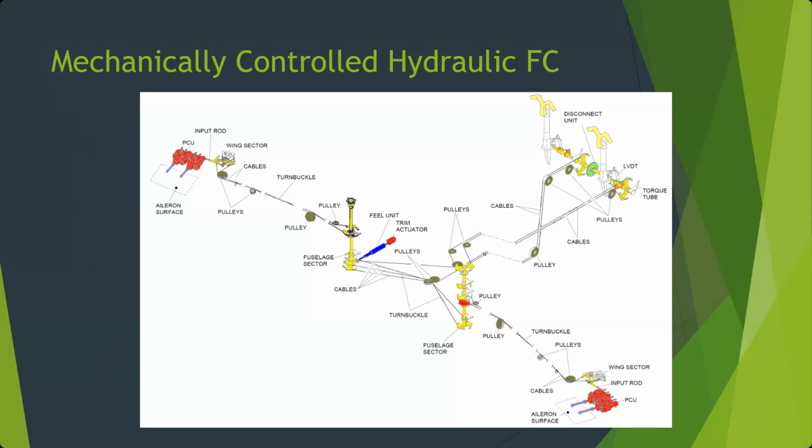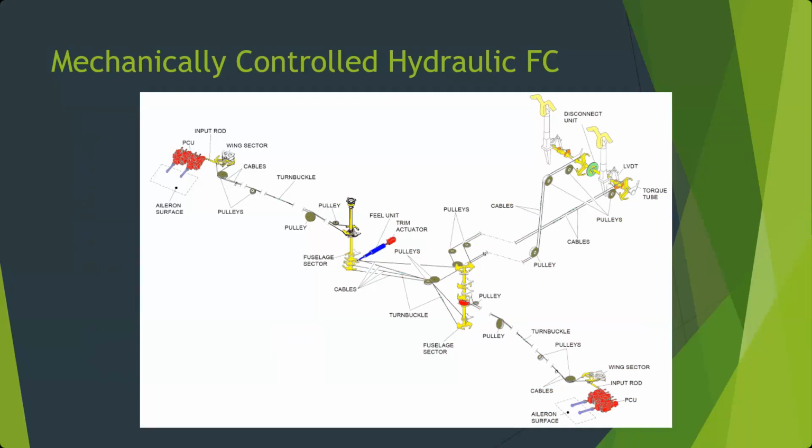So you can see the redundancy built in, and then we've got multiple runs of cables as well. Normally they're tied together. There's a disconnect unit here between the 2 yokes. Normally they're tied together, but if one side gets jammed, there's a handle you can pull in the flight deck that separates that disconnect, and then you can operate the system from one side or the other.